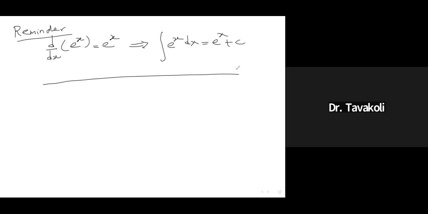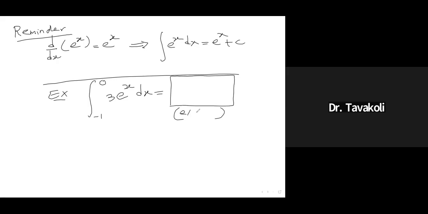So let's do a definite integral using the integral of exponential functions. The integral from -1 to 0, 3 times e to the power of x dx. And I want an exact number.